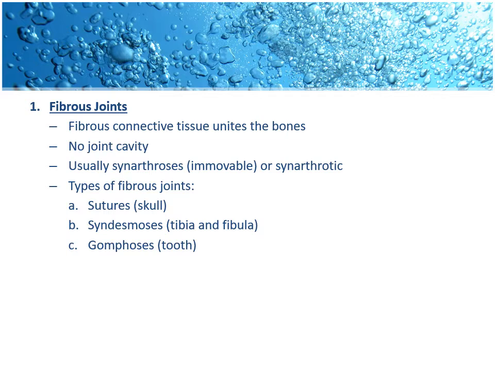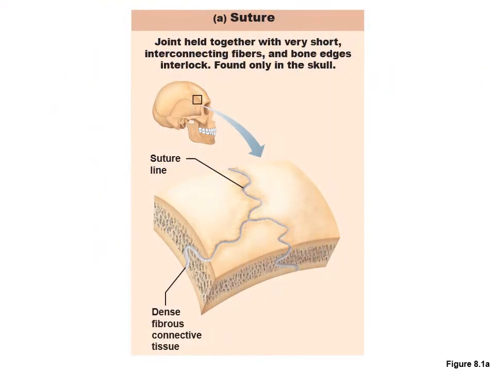Okay, examples of fibrous joints are the sutures at our skull, syndesmosis at the tibia and fibula, and gomphosis at our tooth. So here you can see the example is the suture. The joint is held together with very short interconnecting fibers and the bone edges interlock. So dia menyambungkan tulang-tulang tengkorak kita. This suture is immovable. Dia adalah sendi tapi sendi tidak bergerak.